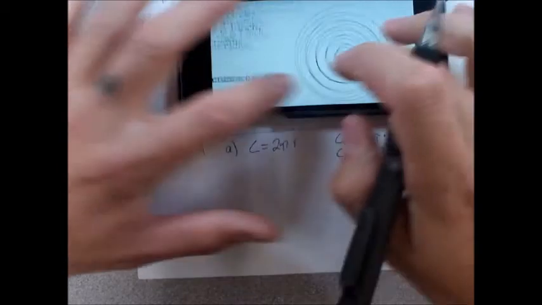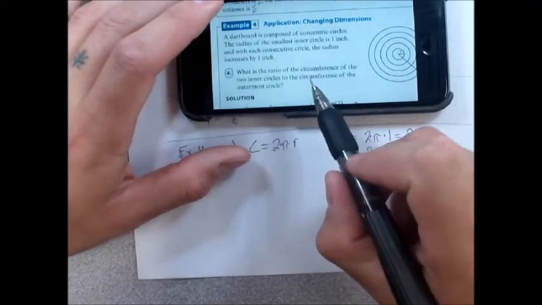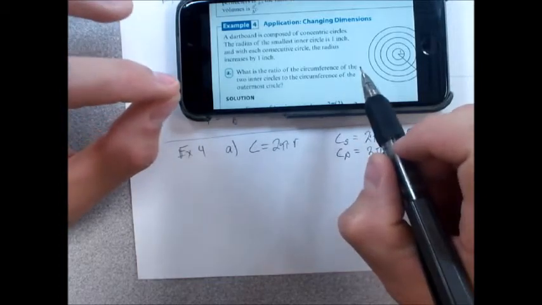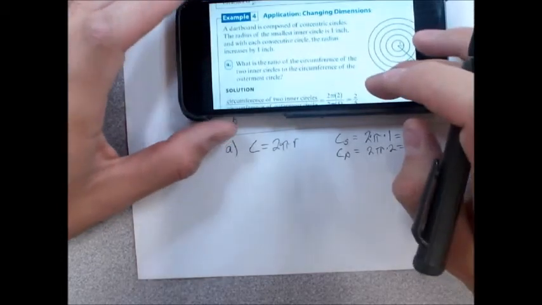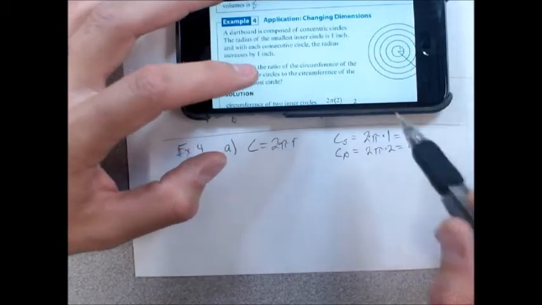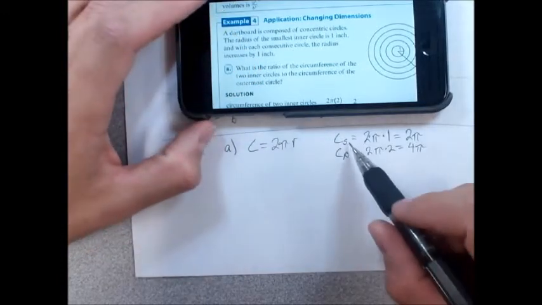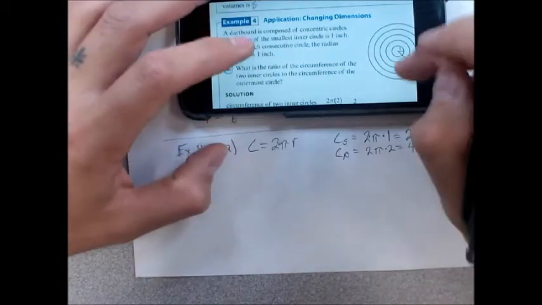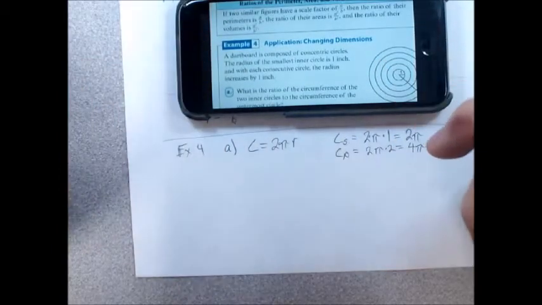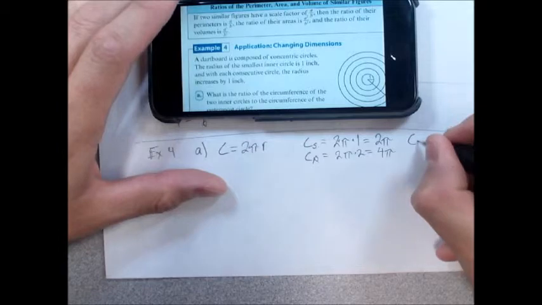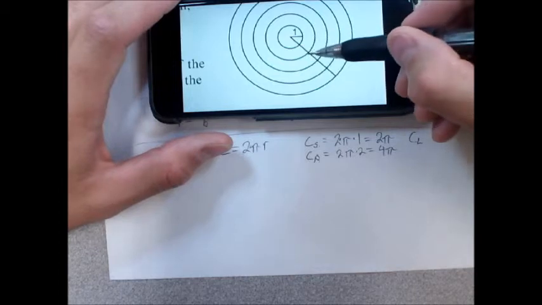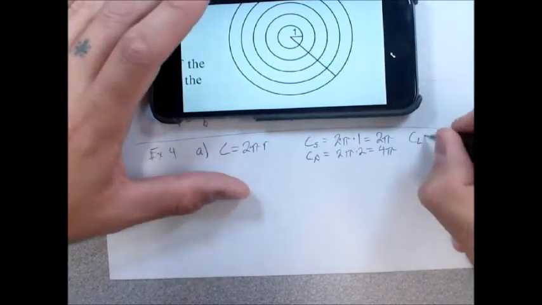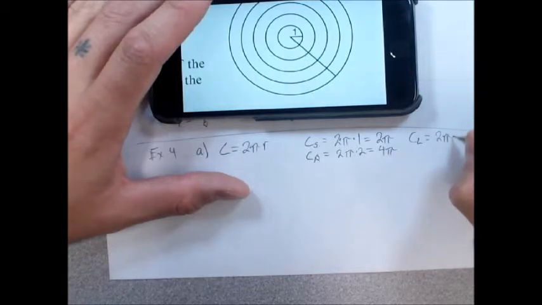Now recalling what they said, find the ratio of the circumference of the inner two circles to the circumference of the outermost circle. So I want to look at the outermost circle. So I found the circumference of the inner two circles. Okay, so I got the smallest and I got the inner two. Now I'm looking at the largest one of them all. So I'm going to do circumference of the largest, so the outermost circle. So I'm going to count these. It goes 1, 2, 3, 4, 5. So the radius is 5. So 2 multiplied by pi multiplied by 5 gives us a total circumference of 10 pi.